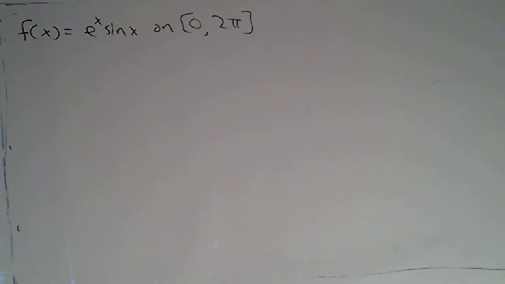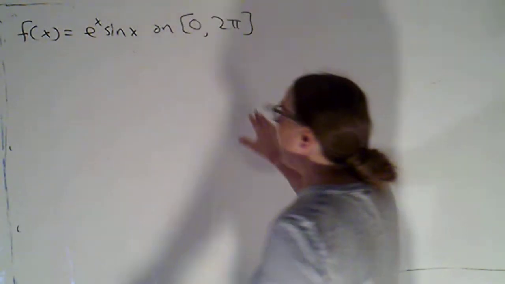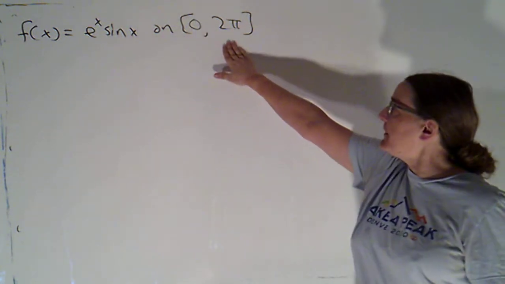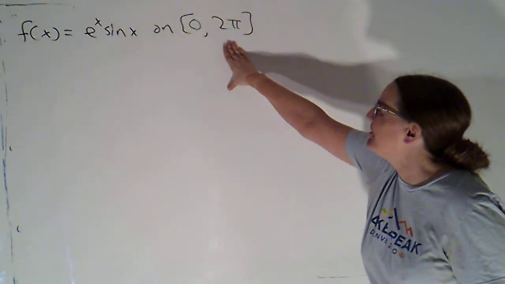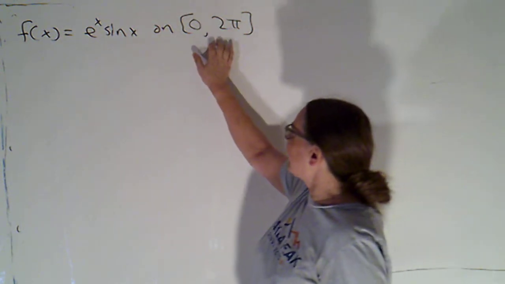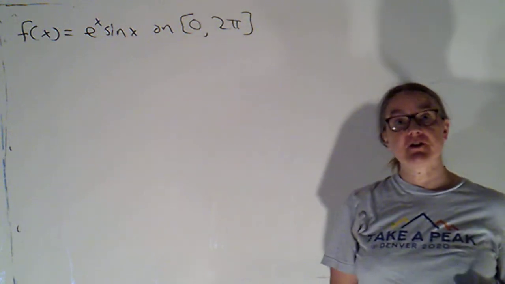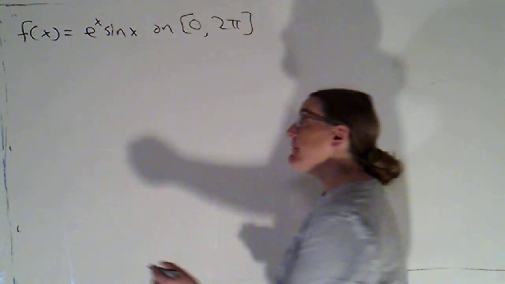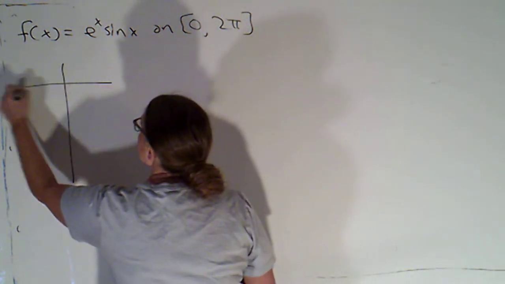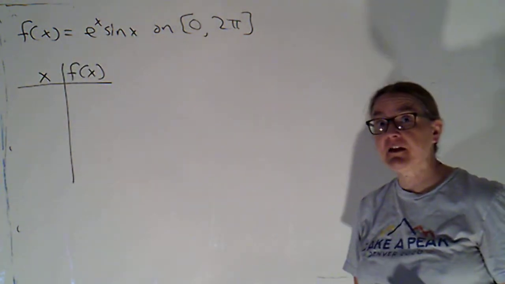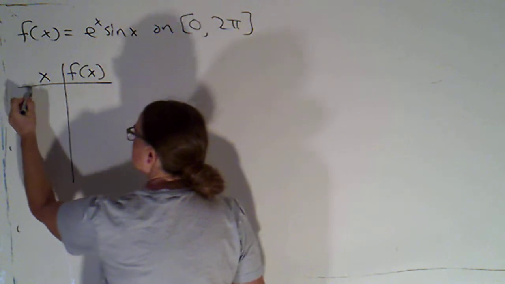Okay, at the end of the last video, I gave you this problem to work on. f of x is e to the x sine x, and we're working on the finite closed interval from 0 to 2 pi, because that's finite and closed, and because that is a continuous function. The extreme value theorem tells us for sure that an absolute max and an absolute min exist. So I can just create a table of values and check the usual suspects.